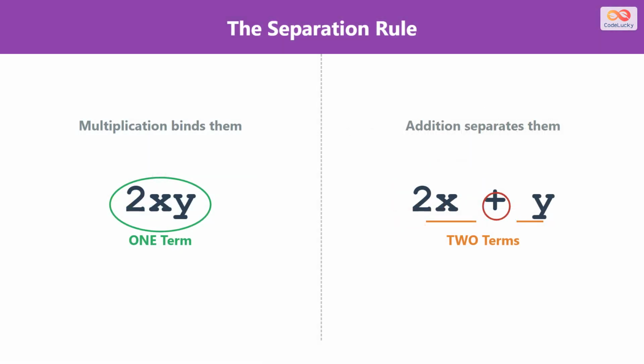Let's look at the difference here. On the left, 2xy are multiplied together. Multiplication acts like glue, holding parts together in a single term. But on the right, when we add a plus sign, we break it into two separate terms. 2x is one term, and y is the second term.